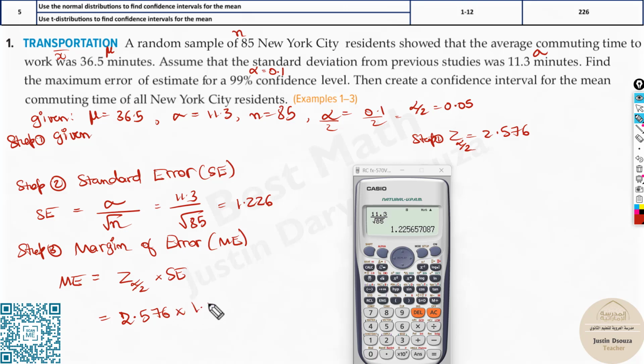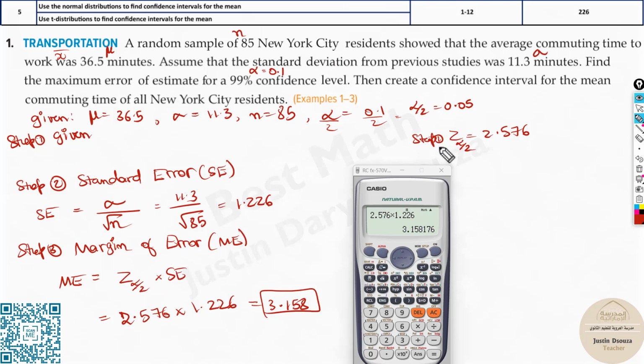So margin of error over here would be 2.576 multiplied by 1.226. Now let's just put it in the calculator: 2.576 times 1.226. And we are getting 3.158. So I will write this to 3 decimal points only. So the answer is 3.158. So we found the z value, which should be given to you. Standard error is done. And now we got the margin of error.